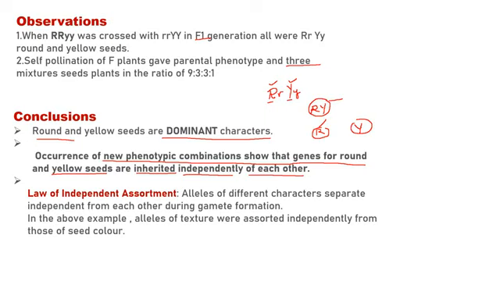Now let's read this law. Alleles of different characters separate independently from each other during the gamete formation. I have shown you the formation of the gamete. R was combined with Y, right? Then again capital R was combined with small y, right? And this is how we made gametes. So independently the gene for the round character was combining with the other genes of different characters, right? So this is known as independent assortment.